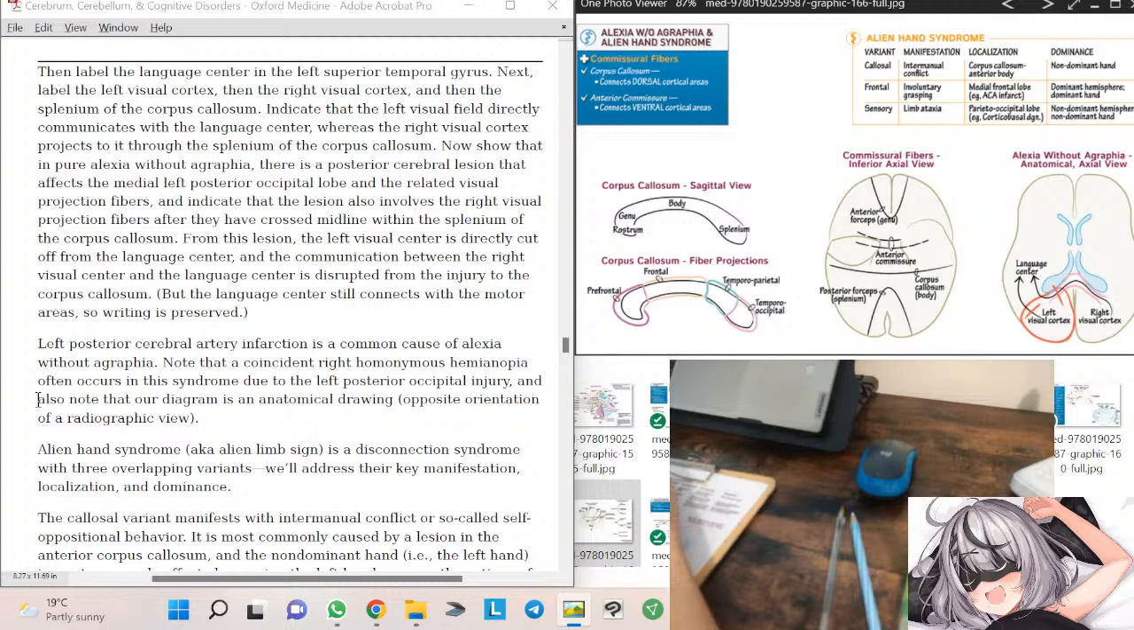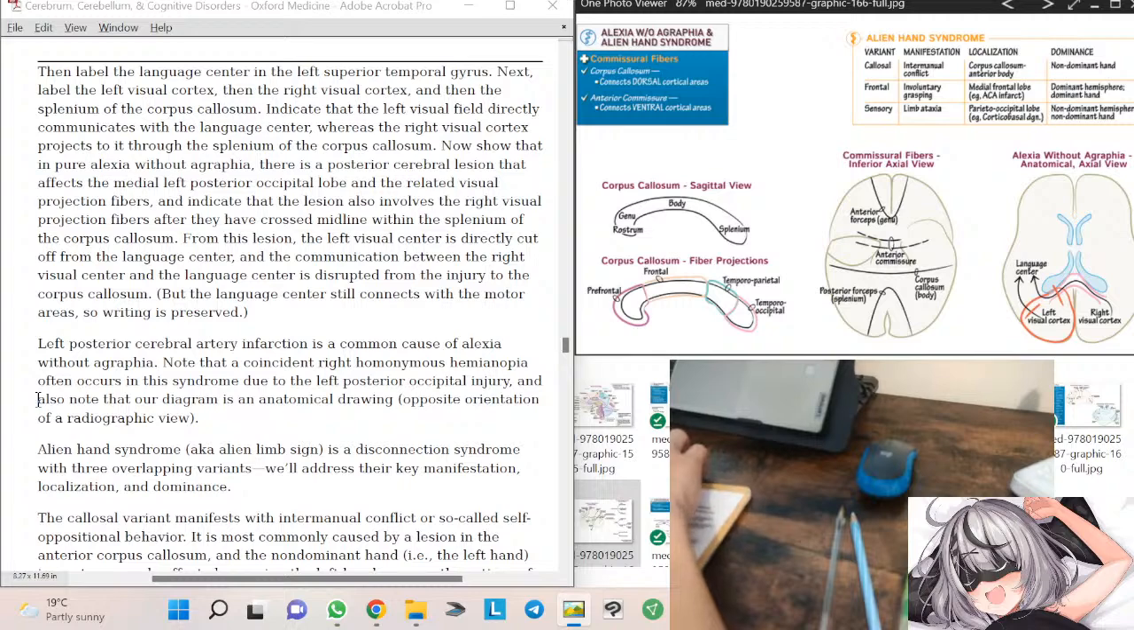From this lesion, the left visual center is directly cut off from the language center, and the communication between the right visual center and the language center is disrupted from the injury to the corpus callosum. But the language center still connects with the motor areas, so writing is preserved.